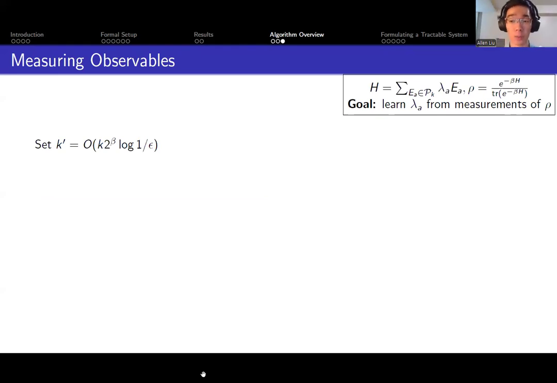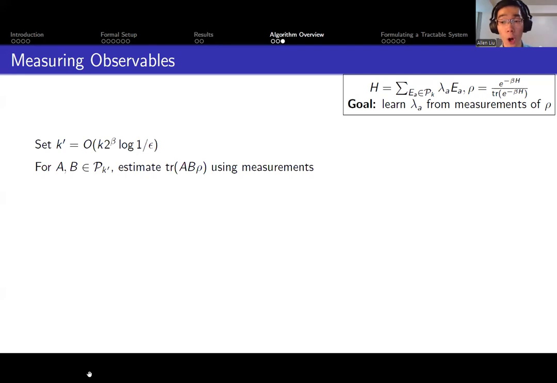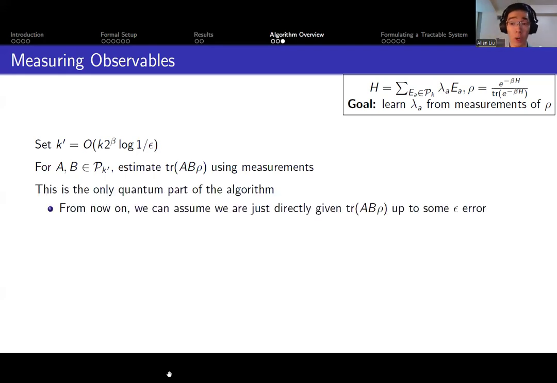So, okay, let's begin with the measurement step. So this is pretty simple. Let's say set k prime to be k times 2 to the beta times log 1/epsilon. And now, basically for all possible k prime local Pauli operators a and b, we'll just estimate this quantity trace of a, b rho to some accuracy epsilon using measurements. And this can be done using pretty standard quantum procedures. So this is the only quantum part of the algorithm. So from now on, we can just assume that we're directly given access to these traces up to some small error. So this is all we're doing for the measurements.